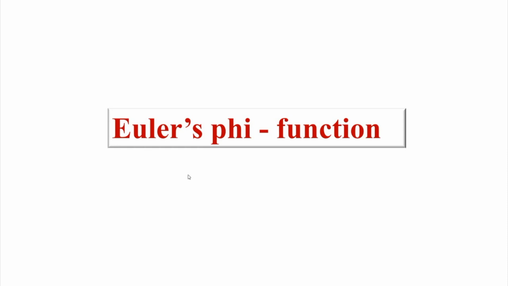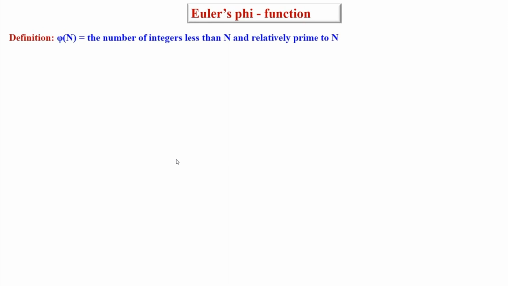In this video, we define Euler's phi function and obtain a formula for it. Suppose we are given a number n. Then Euler's phi function, denoted as phi of n, is defined to be the number of integers less than n and relatively prime to n.